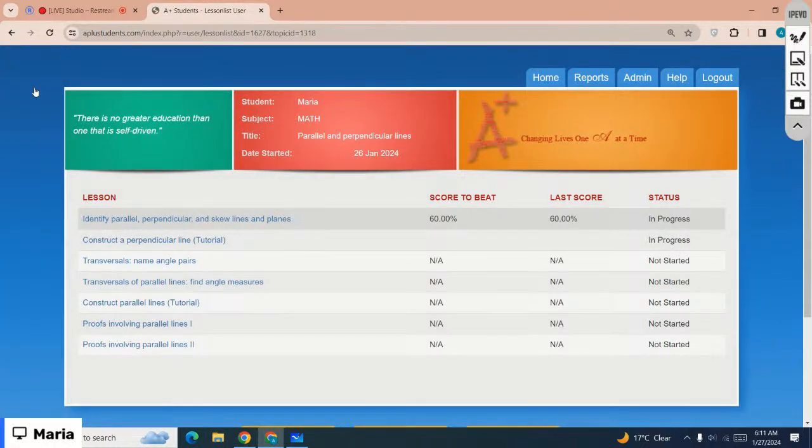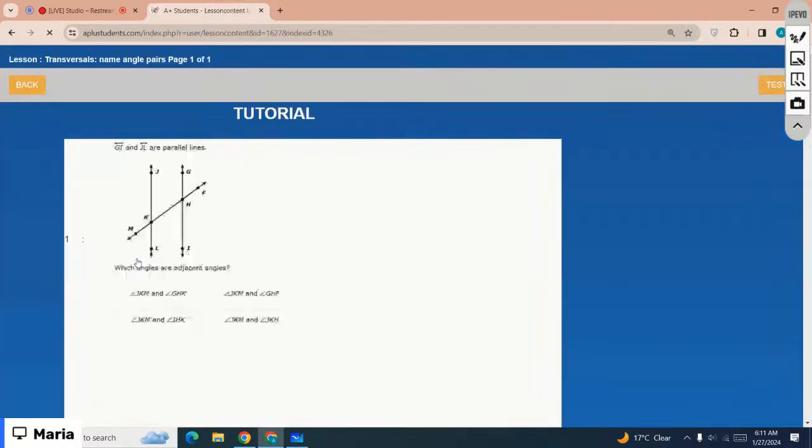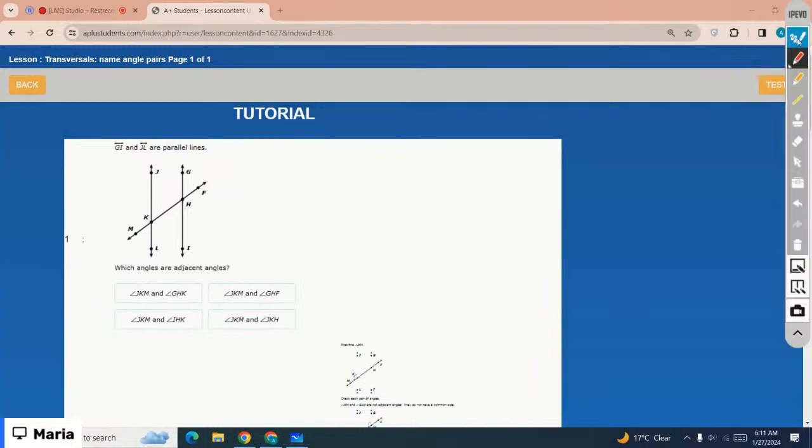The next one is transversals. Name angle pairs. Let's just start with the first one. GI and JL are parallel lines. Which angles are adjacent? Adjacent means they are right next to each other, right? Okay, let's just see which are adjacent.